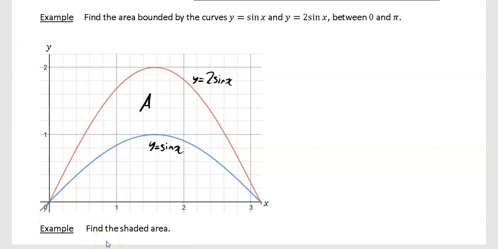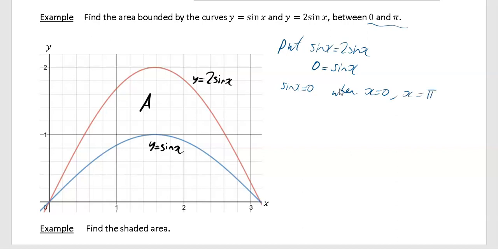Okay, we're just going to put the two curves equal. We're doing this in this case just to show you how it would be done if you weren't given these limits. We're going to put sine x equal to 2 sine x, so you're putting your y equal to your y, basically. If you bring all the sines over to one side, you'll have 2 sine x minus sine x, which just leaves you 0 equals sine x. And sine x equals 0 when x is equal to 0 or x is equal to pi. So that's where you get those two limits.